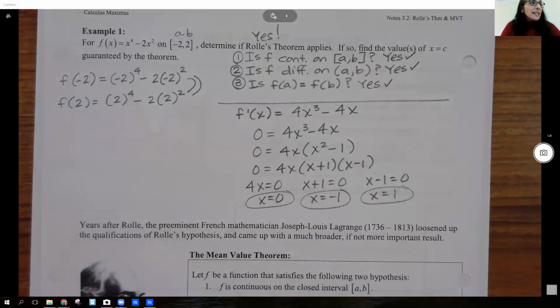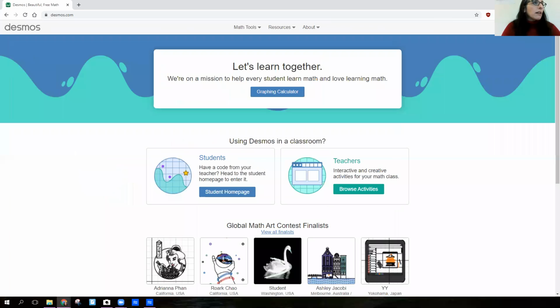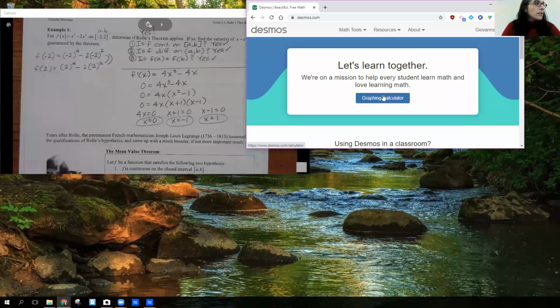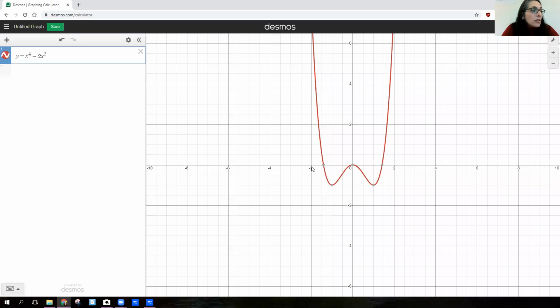So now that we've actually done this, let's open up a tab of Desmos and see what the graph looks like. Or if you want to grab your graphing calculator, you could do that also. So what do we have here? X to the 4th minus 2x squared. Yeah, so that's a 4th degree polynomial. Make it big here. And so we are on the closed interval from -2 to 2. And we have 3 spots.